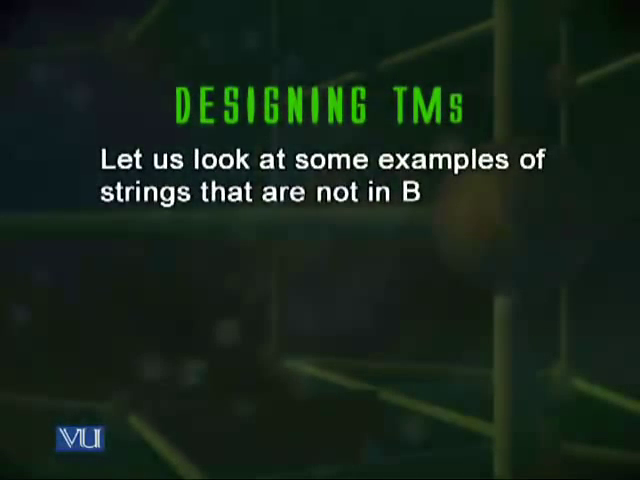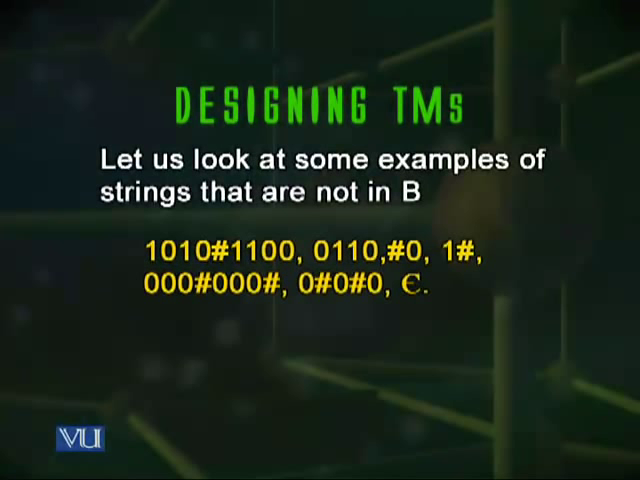We should also understand what are the strings that are not in the language. So these would be all the strings which do not have the form W hash sign W. Some examples of these strings are 1010 hash sign 1100. As you can see, in this case, the two strings on the opposite side of the hash sign are not equal. Therefore, this string is not in the language. Another string which is not in the language is 0110. As you can see, this string does not contain a hash sign and therefore it's not in the language.